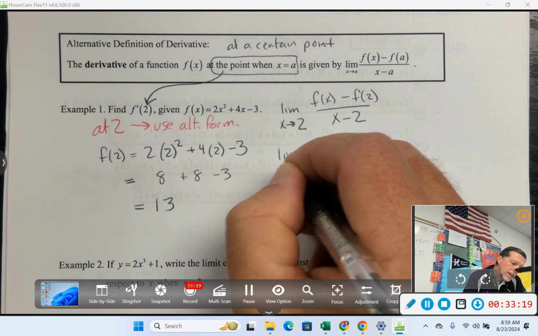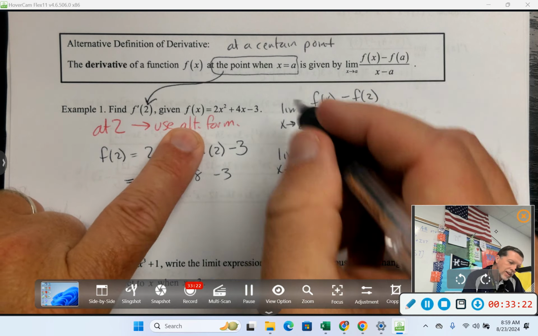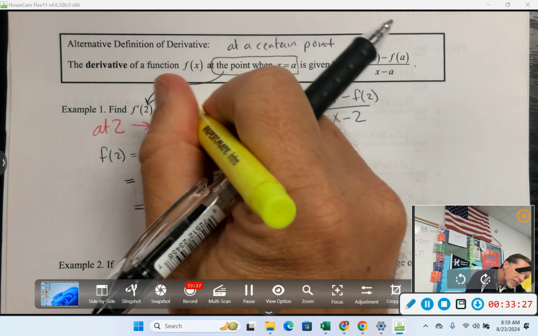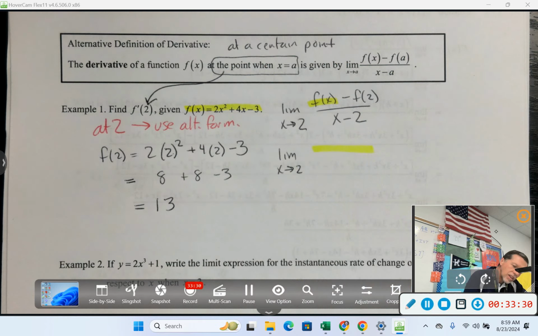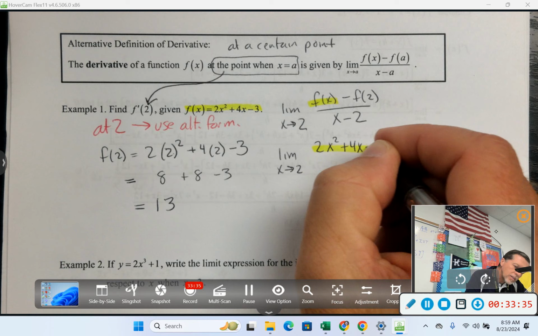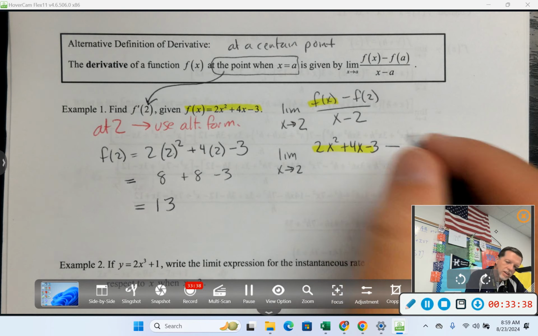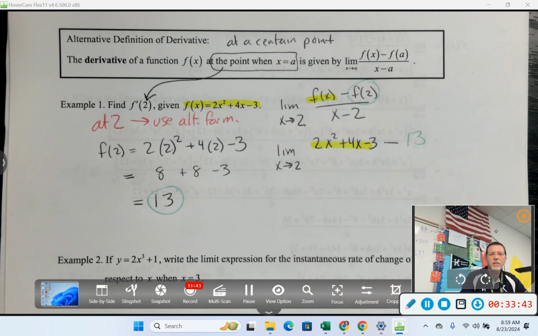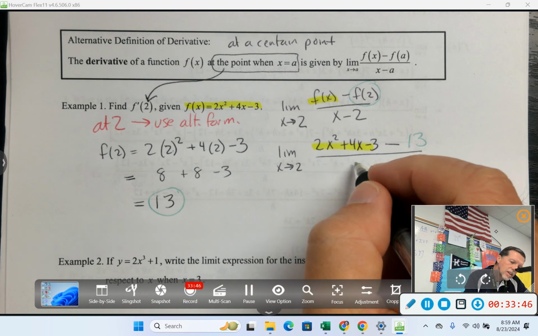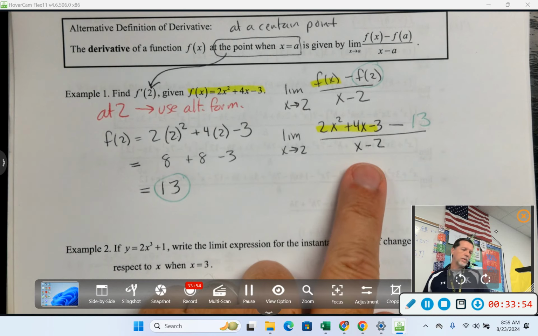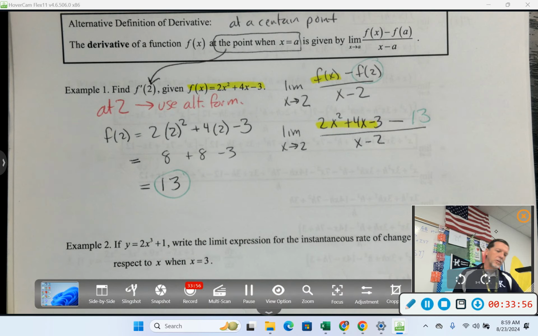So limit as x approaches 2. F of x, they gave us. Go back to highlighting the pieces if that helps. So f of x is 2x squared plus 4x minus 3 minus f of 2, which we just found to be 13, all over x minus 2. And I suppose we're supposed to plug in 2, but we can see right away we're going to get 2 in the denominator, so that doesn't really work.